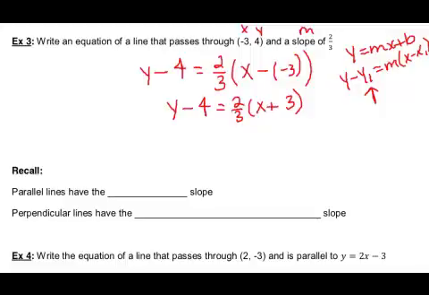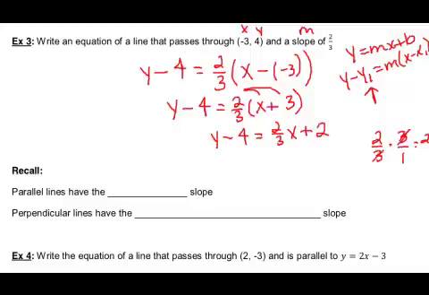Now I want you to write this in slope-intercept form, which you will usually be asked to do. In order to change this to slope-intercept form, we first want to get rid of our parentheses. If you remember from chapter 1, we distribute. This gives us y - 4 = 2/3 x + 2/3 times 3. This is the same as 2/3 times 3 over 1. Our 3's cancel out and it just equals 2. So this is 2/3 x + 2.